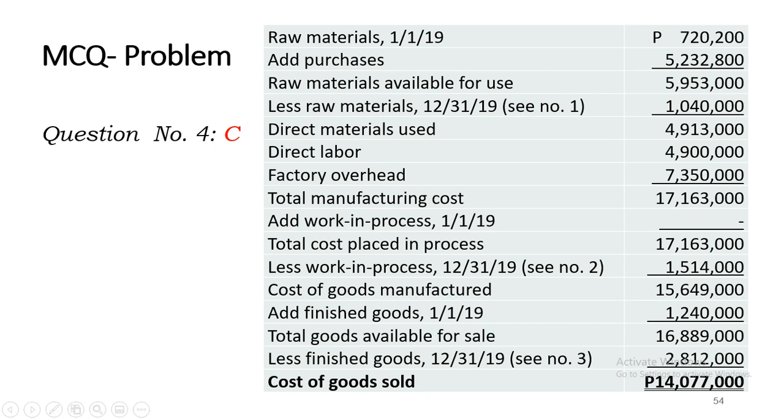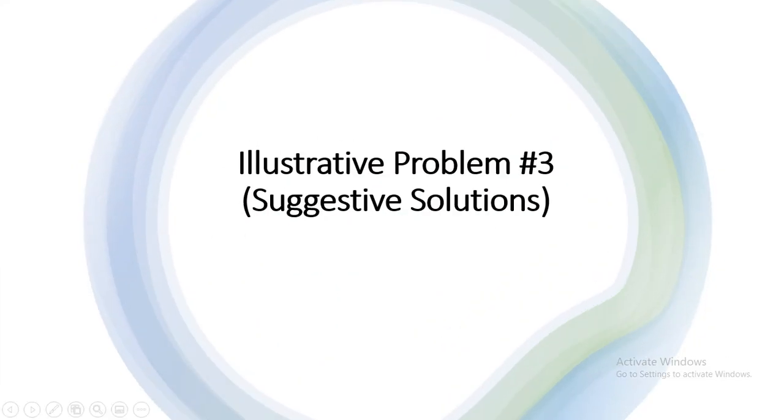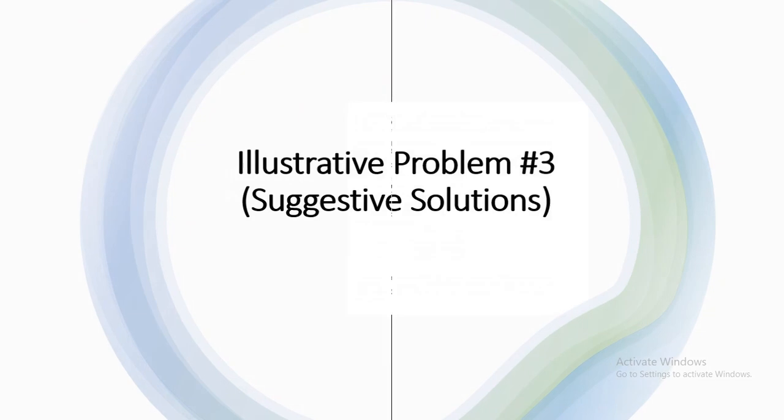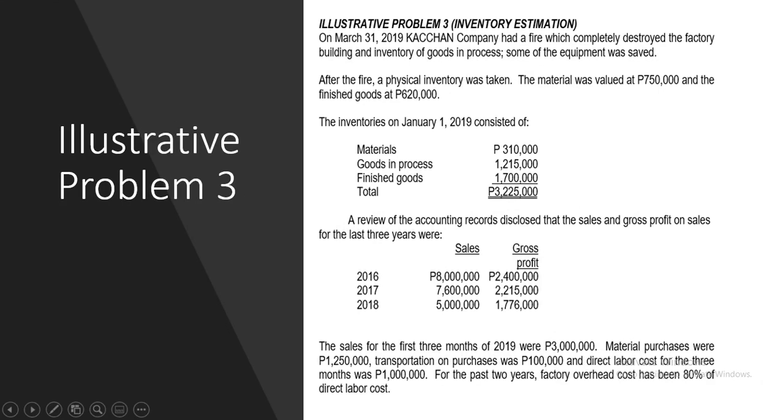Now, for the next one, let's have the illustrative problem number 3. And this is inventory estimation. So, on March 31, 2019, Kachan Company had a fire, which completely destroyed the factory and building and inventory of goods in process. Some of the equipment was saved. After the fire, the physical inventory was taken, materials was valued at 750,000 and the finished goods at 620,000. So they cannot determine how much is the goods in process or work in process inventory.